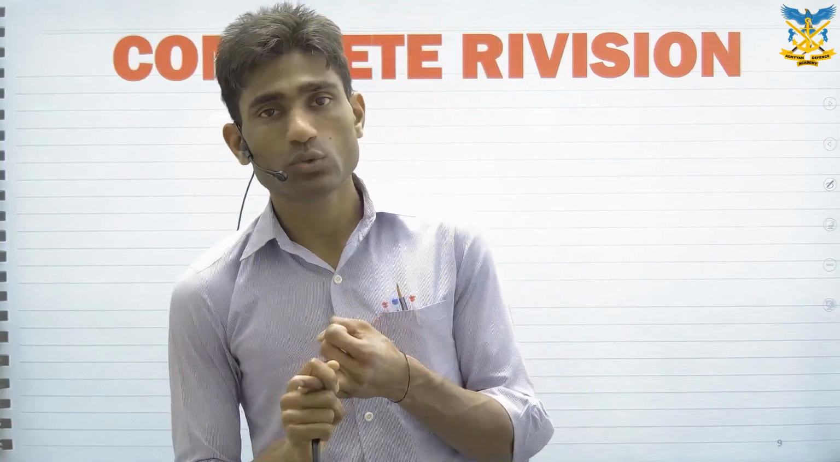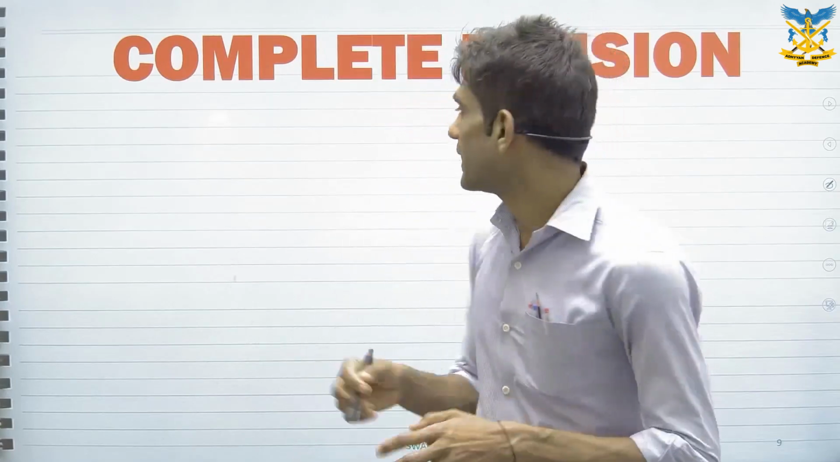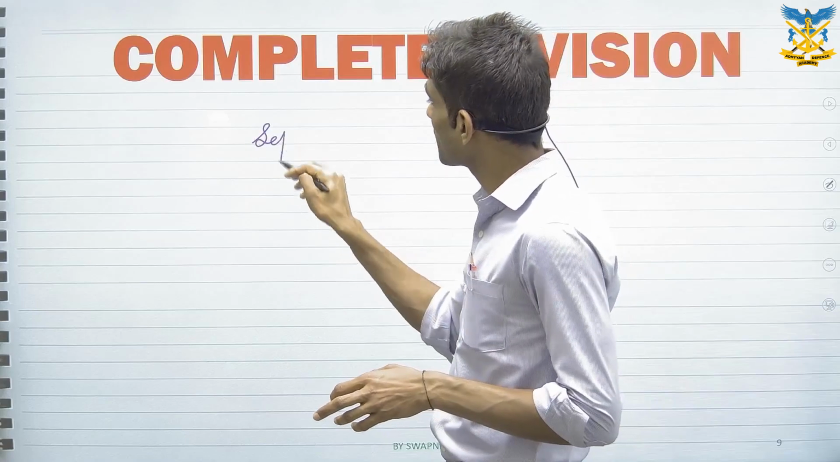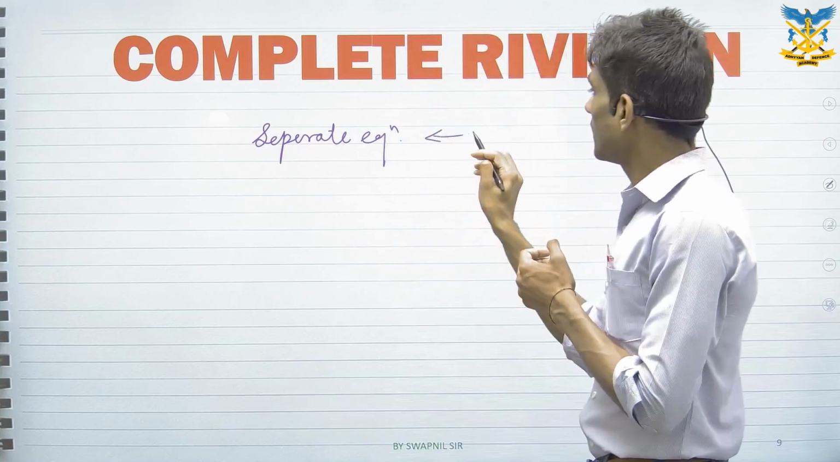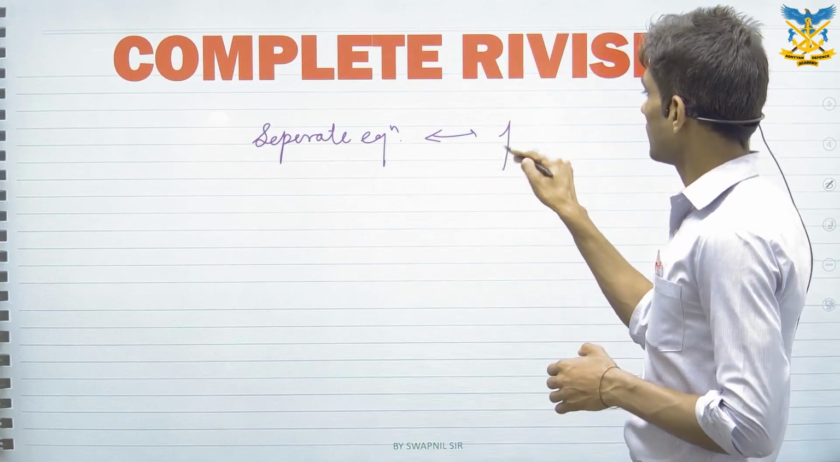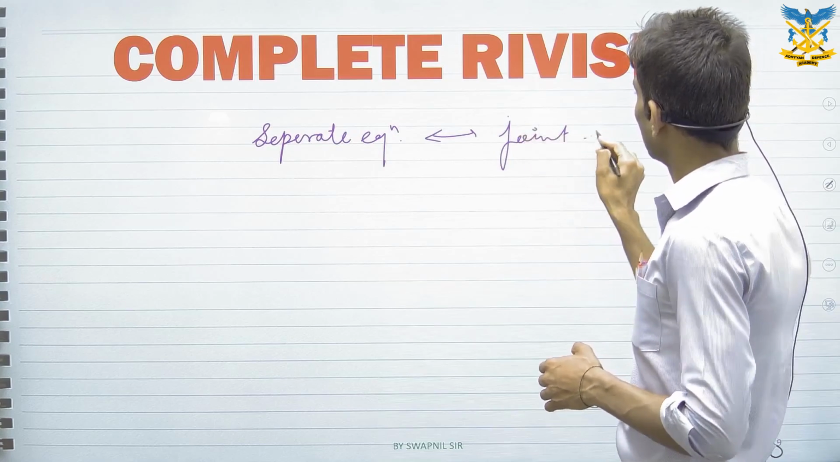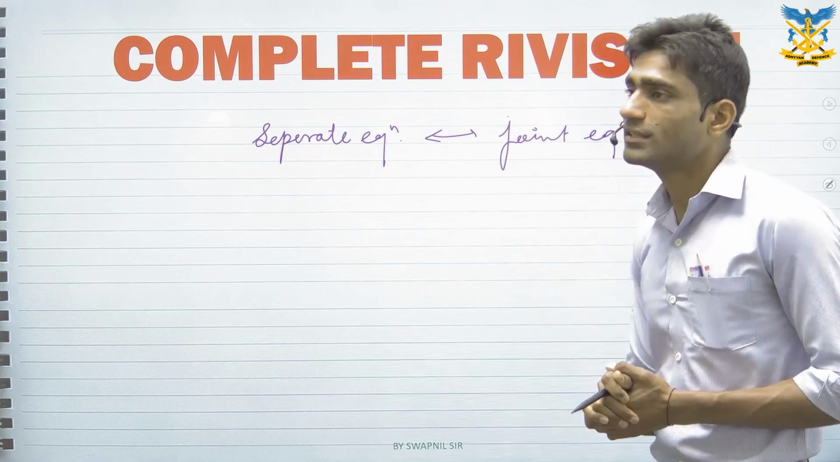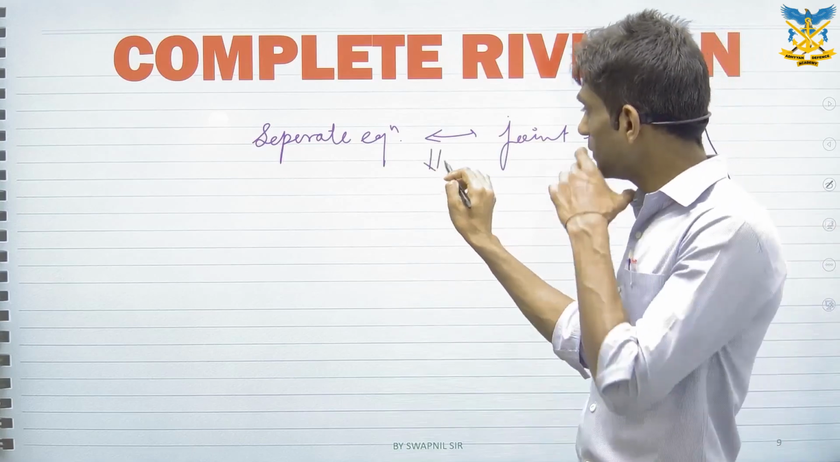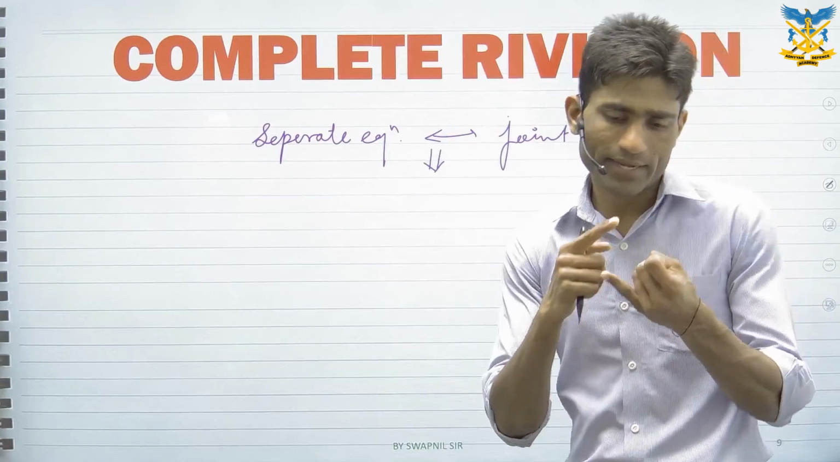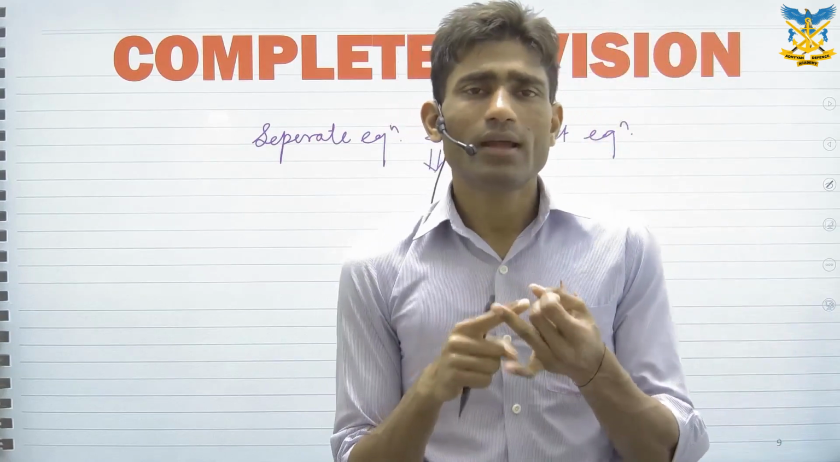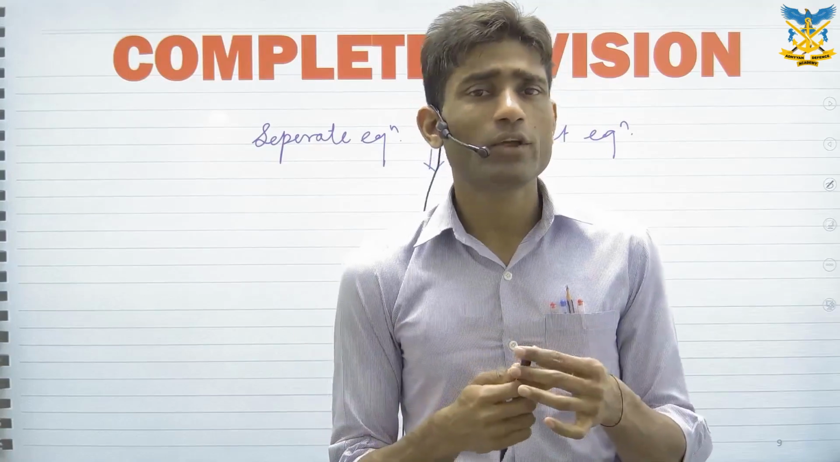First of all, we found the combined equation and the separate equations. First we found the separate equation and joint equation. Once we got these, we went for finding the homogeneous equation of degree 2.